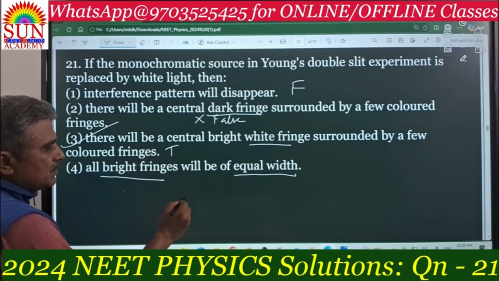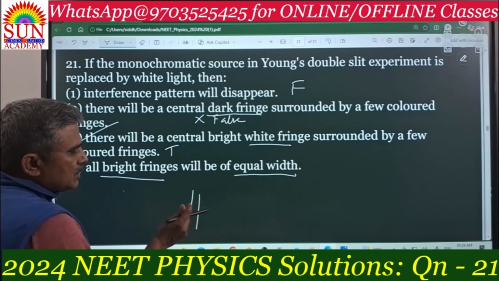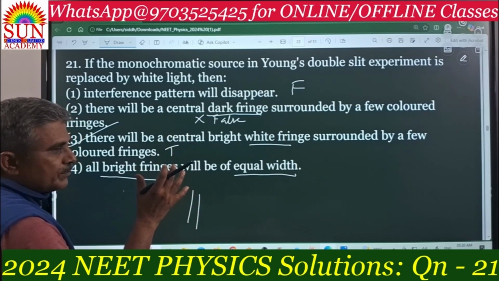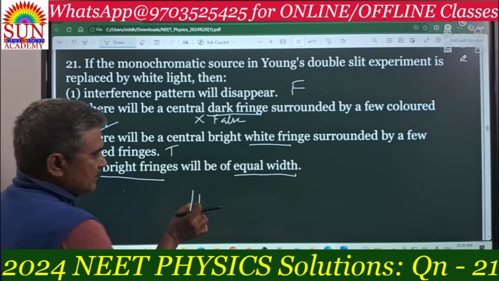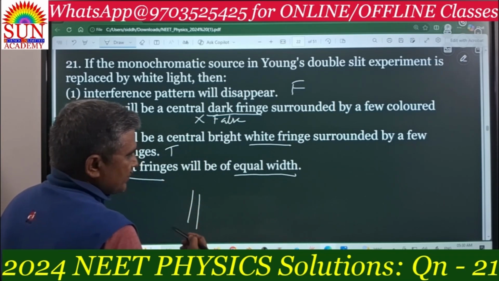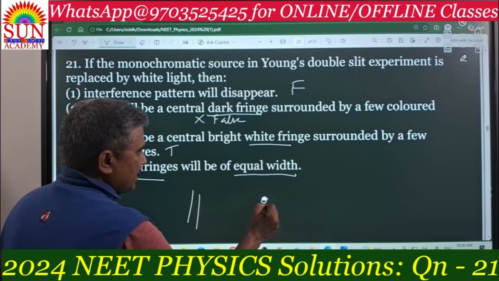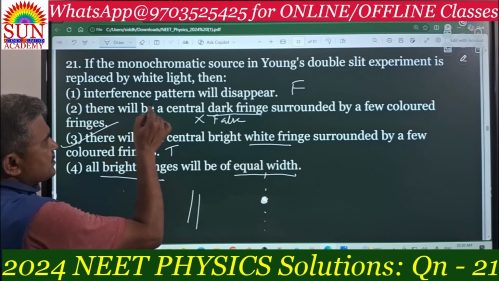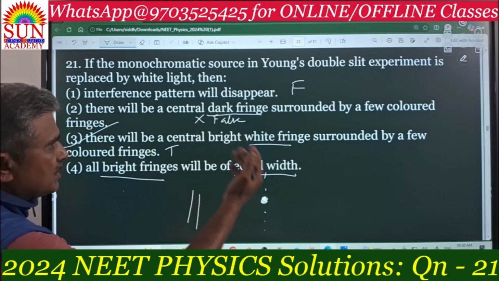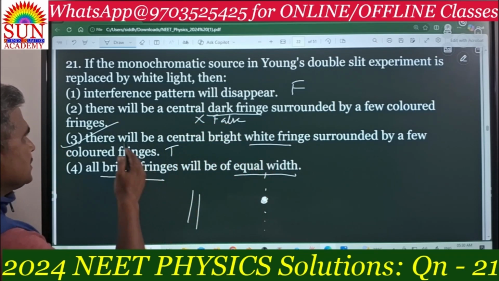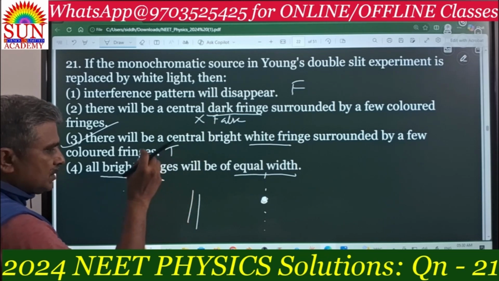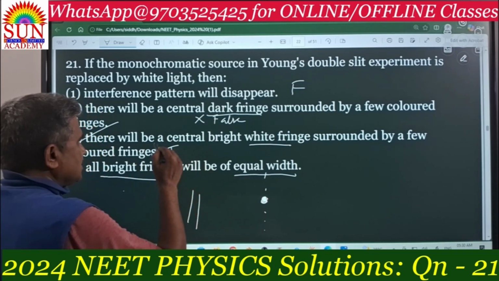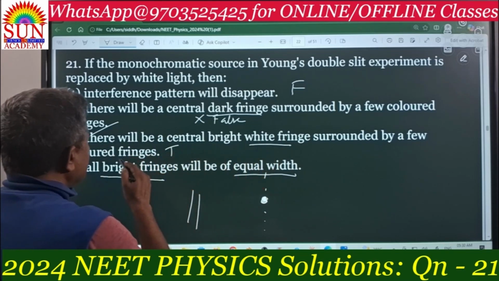Anyway, you are sending light through the slits, right? The difference between those two slits will be very small because of the experiment's physical structure. Because of this small length only, you are getting fringes. At the center you will get a brighter one, and later on it will diminish. So the statement that the interference pattern will disappear is not at all true. And next, there will be a central dark fringe. In the double slit experiment you will get a central bright fringe, not a dark fringe. So the third one, surrounded by a few colored fringes.